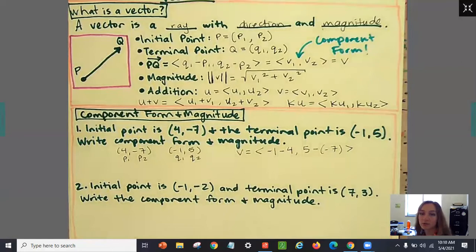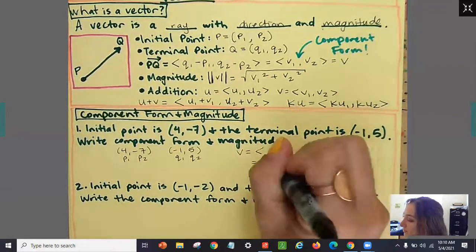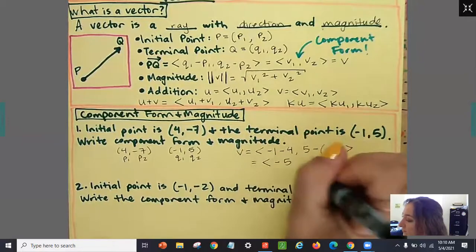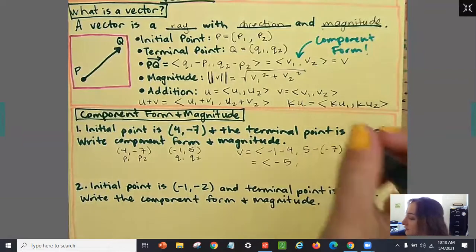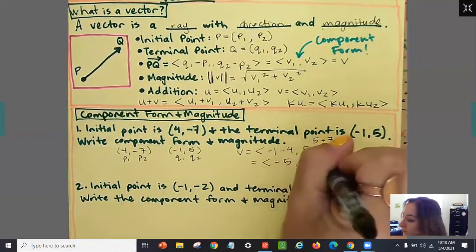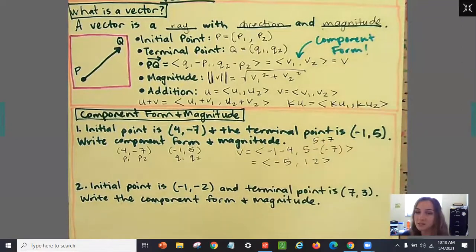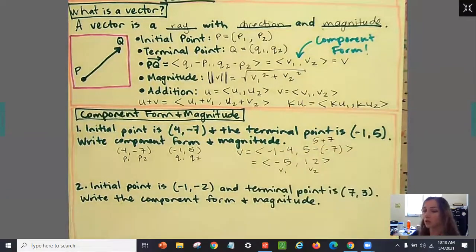All right, so now we're just going to simplify this. -1 minus 4 is going to be -5. And then 5 minus -7, that's really 5 plus 7, which is going to be 12. All right, so this is our V1 and our V2 in our vector, if you want to label that. All right, so this is one of the things that the problem is asking.